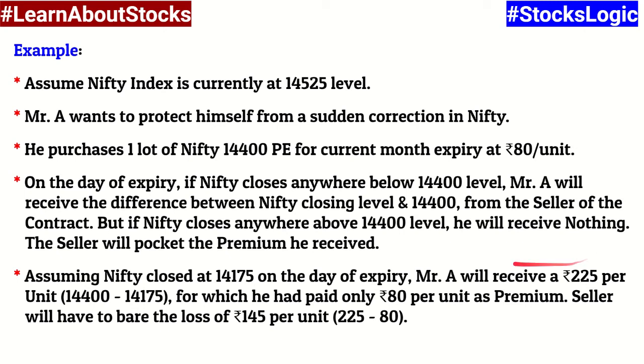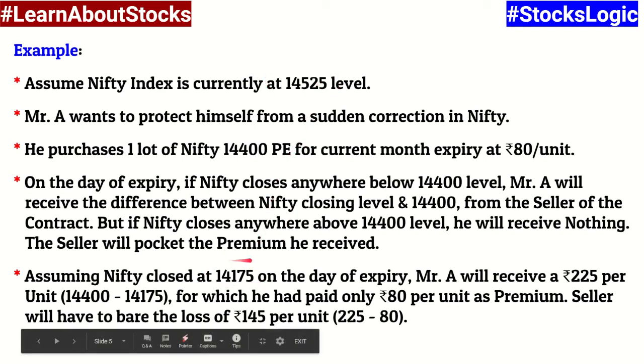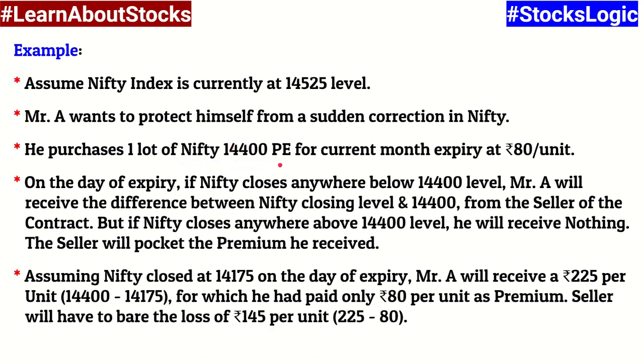So in this situation, as you can see, Mr. A has benefited substantially because of the market correction. Okay, from Nifty 14,500 odd level, it fell to 14,175 level, which went below the strike price of his put option. That is the reason why Mr. A did make money from this particular trade.